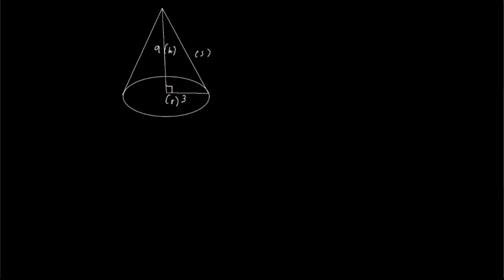Most of the time you're not given the slant height, so you have to solve for it. Since this is a right triangle, you can use the Pythagorean theorem, which is a squared plus b squared equals c squared. So we can do 3 squared plus 9 squared equals c squared. And c squared is equivalent to 9 plus 81, so 90. Let's input this into our calculator and solve for the square root. The square root of 90 gives a value of 9.49. So our slant height is 9.49.